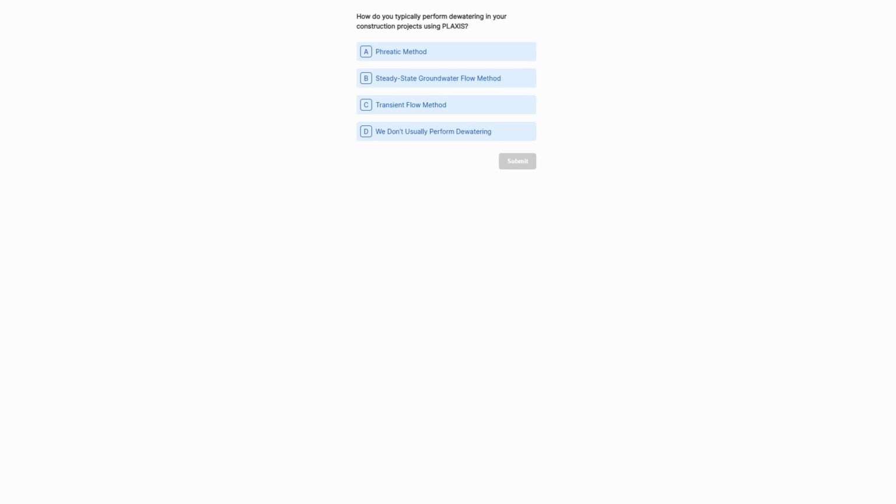So let me pause here for a few seconds. We have seen the different methods of dewatering and how you can do it in Plaxis. So my question is, if you are performing dewatering in your projects, let's say, how do you typically do that? We have some options here. We have the phreatic method, as we said, the steady state groundwater flow method, transient flow method, or fully coupled, or maybe you don't necessarily encounter dewatering, and then you can select option D. So again, how do you typically perform dewatering in your construction projects using Plaxis, phreatic method, steady state, transient groundwater flow method, or you don't have dewatering? And we can discuss it at the end of the presentation. I will leave that for a few more seconds.